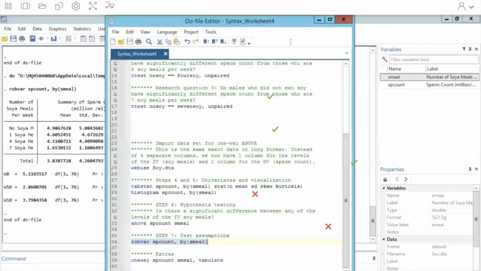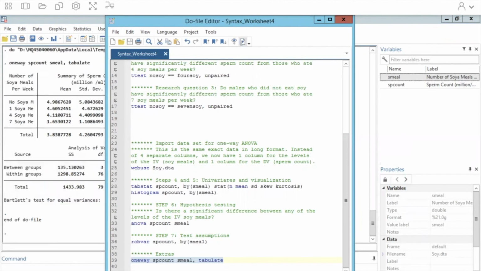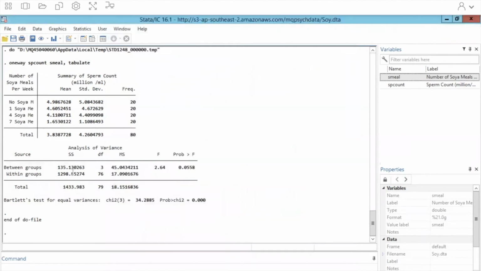And let's do that by running one more command. This is simply another way to get the same exact results we saw with the other ANOVA output. The command here is simply oneway. That's telling Stata we're going to do a one-way ANOVA. Again, our DV sperm count and our independent variable soy meal. Now, the output looks a little different, but you'll notice that our ANOVA table doesn't tell us anything new. This has the exact same sum of squares, degrees of freedom, mean square, and F statistic.